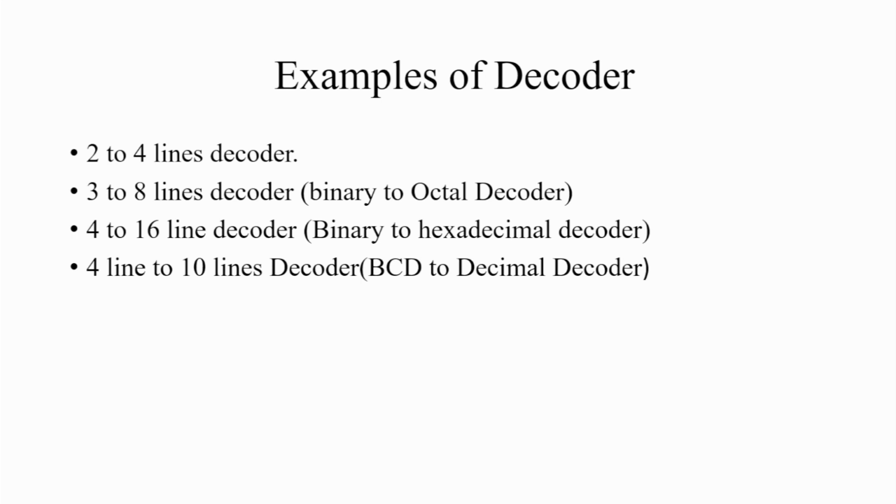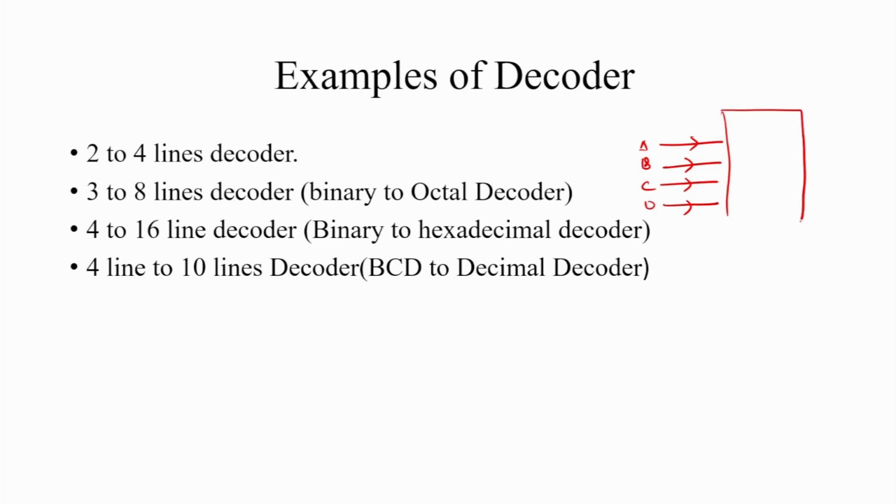Similarly, a 3 to 8 line decoder, in terms of encoder, is an 8 to 3 line. Similarly, a 4 to 16 line decoder is also known as a binary to hexadecimal decoder. When we talk about a 4 to 16 line decoder, there are 4 input lines named A, B, C and D.